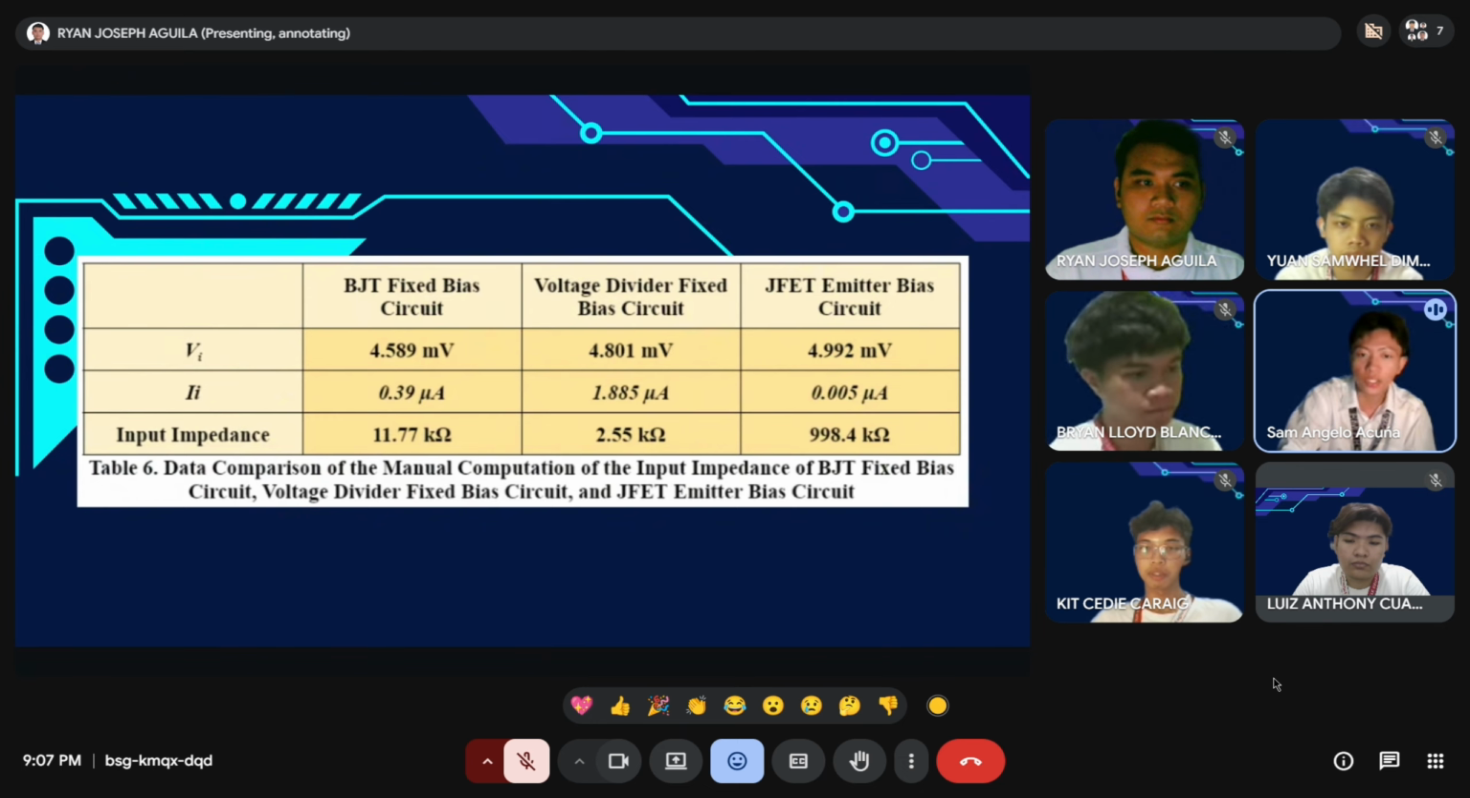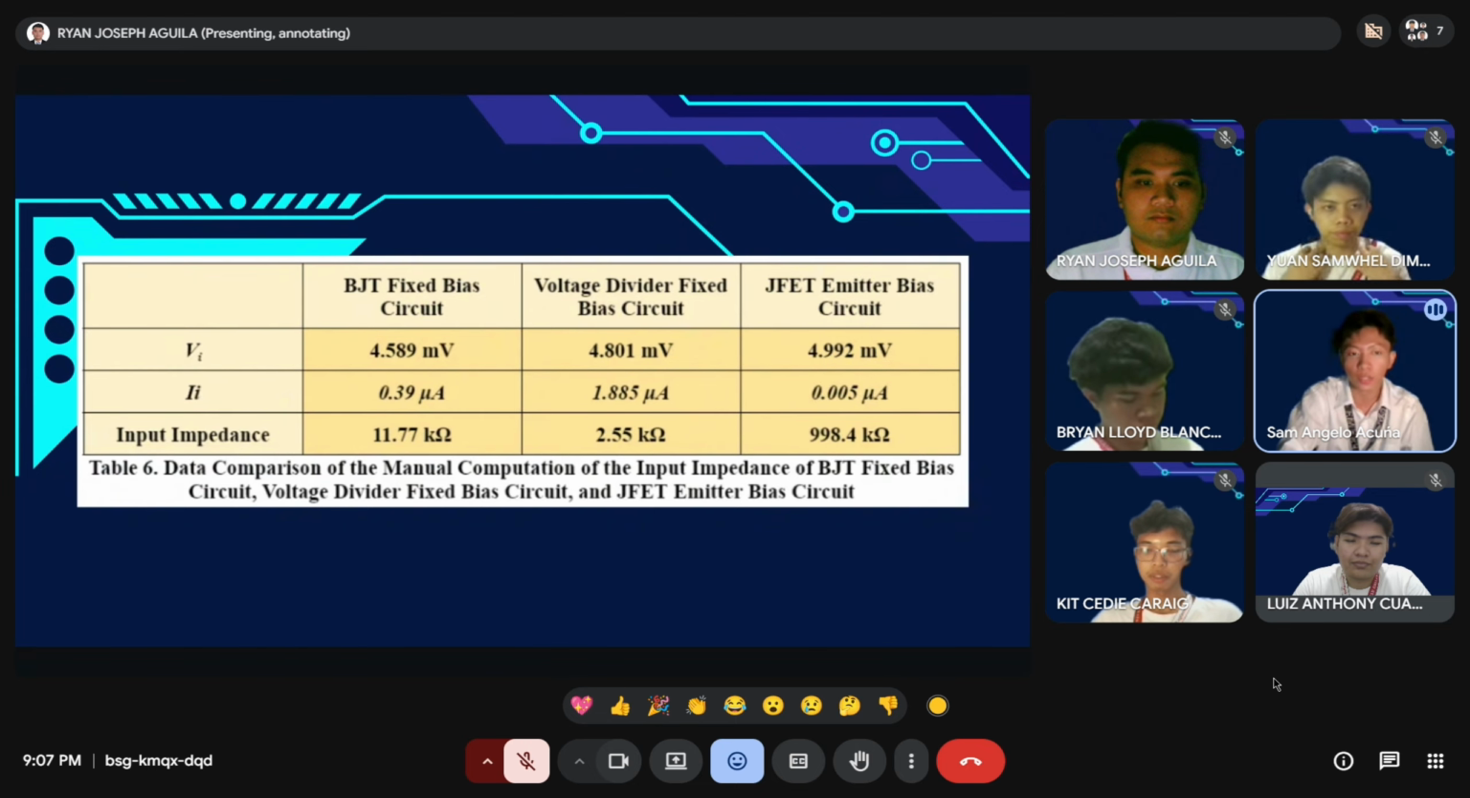And the comparison between those yields a massive input impedance of 998.4 kilo ohms, because the JFET gate is reverse biased and draws almost zero DC current, making the 1 million ohm resistor the only significant factor for this stage's AC impedance.